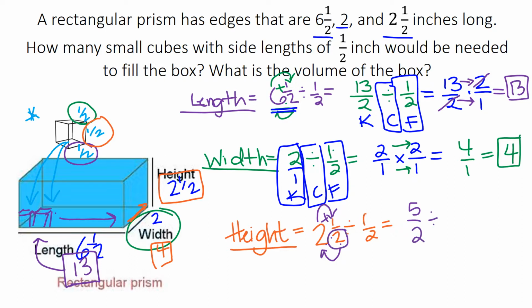Then I'm dividing that by 1/2. Now that we've got them into 2 fractions, like this improper one, we're going to do keep, change, and flip. So I'm going to keep the 5 over 2.